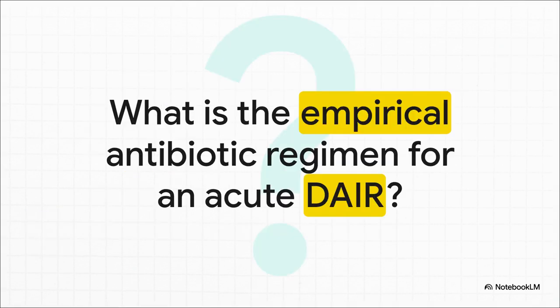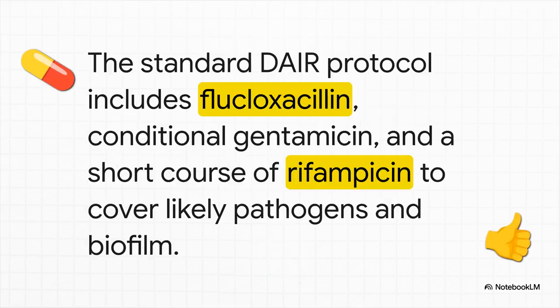All right, next up, let's talk treatment. You're dealing with an acute infection, you've done the DAIR procedure, but the Gram stain results aren't back from the lab yet. What's your go-to empirical antibiotic combination? The correct answer is B. It's that standard DAIR protocol we talked about. The flucloxacillin, the just-in-case dose of gentamicin, and that short course of biofilm-busting rifampicin. It's designed to cover all the most likely culprits while you're waiting for definitive data.